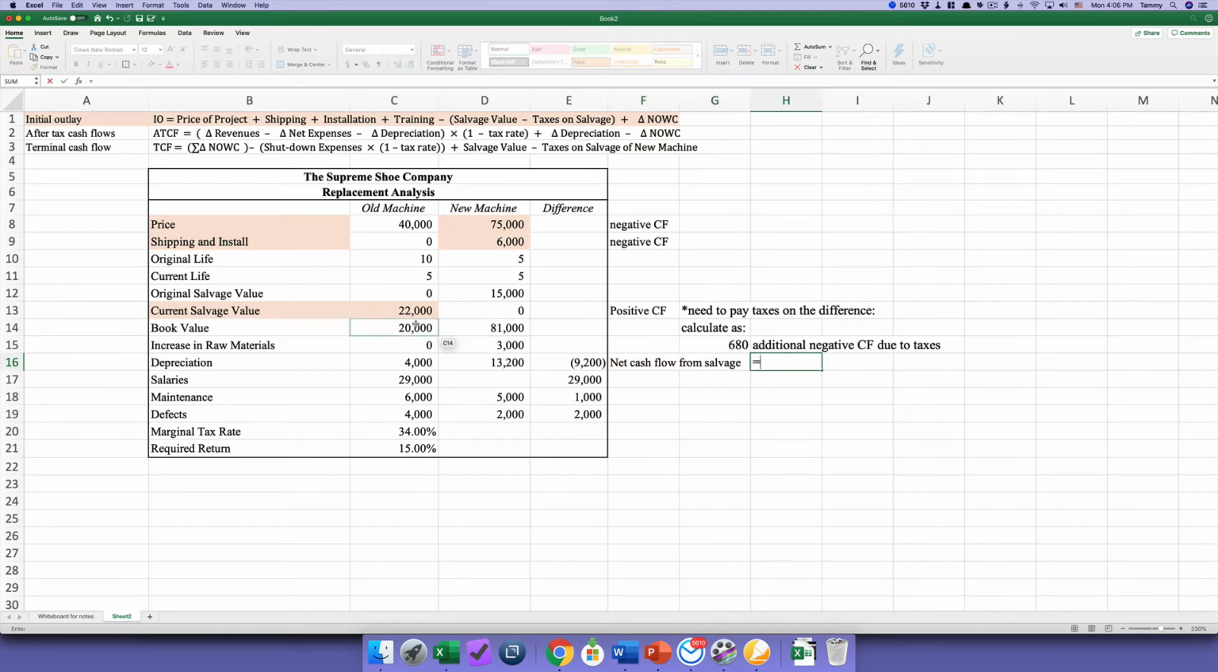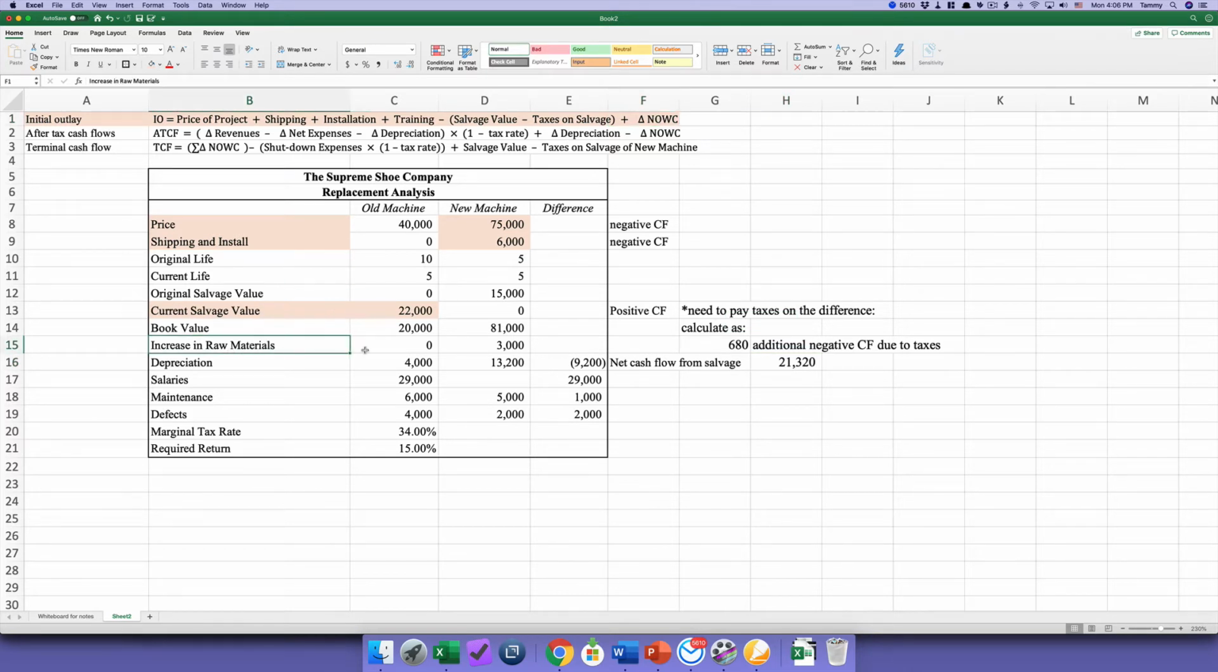that 22,000 positive cash flow minus the additional taxes we have to pay. So it's 21,320 positive cash flow, which offsets all these negative cash flows associated with the investment, right? And then the change in net operating working cash flow.